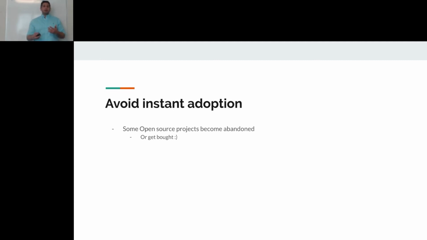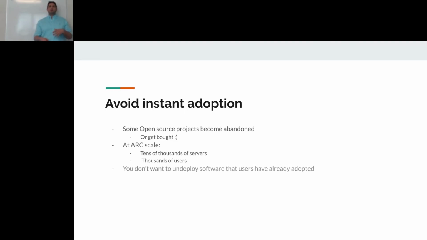And at ARC scale, you have thousands or tens of thousands of servers, and you have thousands of users, and people will actually start adopting the piece of software you use, whether it's cloud deployment or platform as a service, the new feature in it, right away. And it's very hard to undeploy that once it's being used. And if you lose support for that because the community is no longer developing this piece of software, or it's no longer supported, or it gets bought, it becomes a big nightmare to basically roll it out of your environment because users have already started using it.